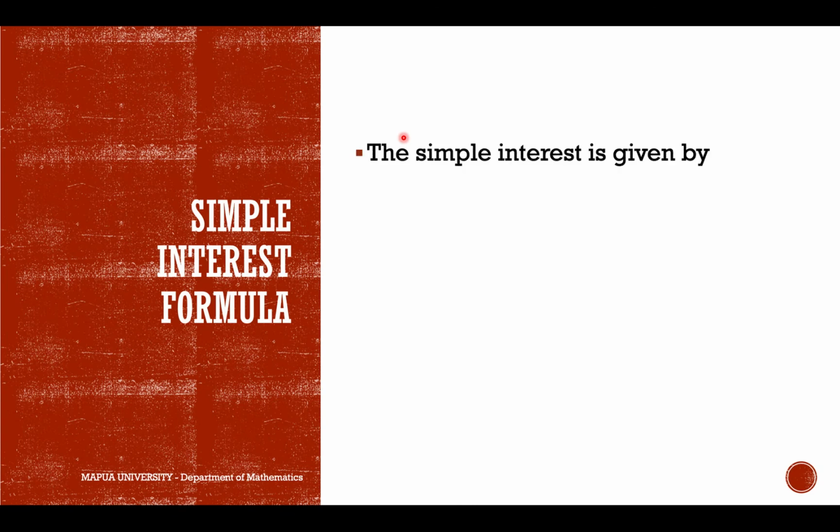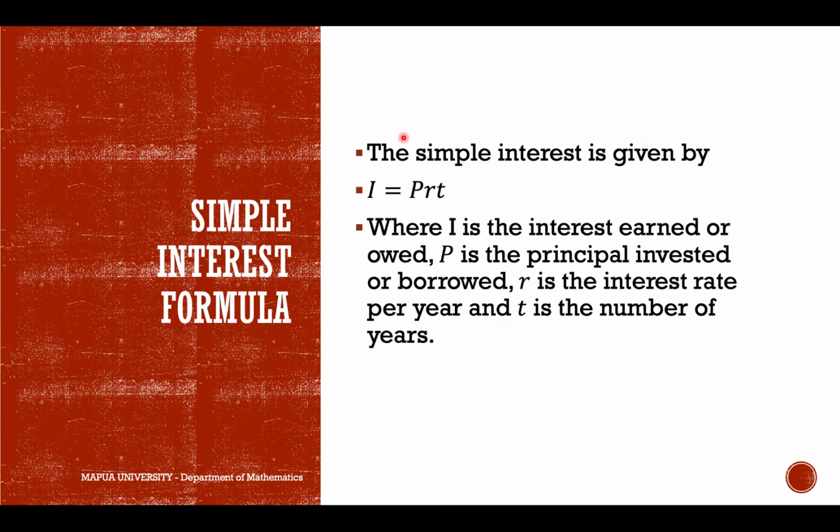This is the formula for simple interest. We have I is equal to PRT. I is the interest earned or owed. P is the principal invested or borrowed. R is the interest rate per year. And T is the number of years.